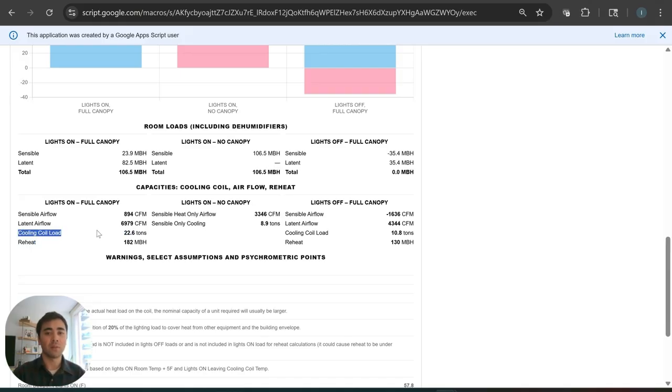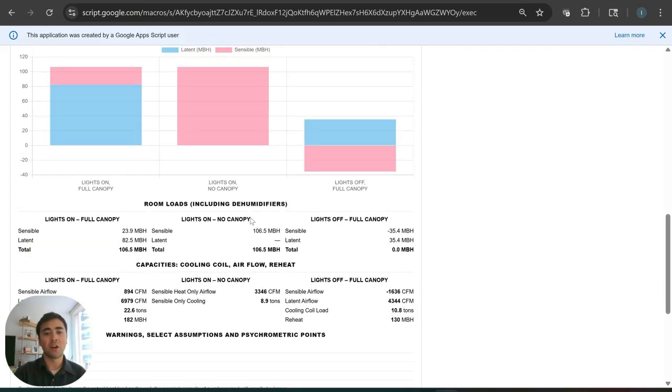So the cooling coil load is based on the enthalpy of the room conditions and the leaving cooling coil temperature, and it's the cooling coil capacity to bring 6,979 CFM from the room conditions down to the leaving cooling coil conditions. The reheat is then calculated based on the amount of overcooling, so it's the cooling coil load minus the heat load from the lights to the room. That's the reheat needed to maintain temperature equilibrium and not overcool the room.